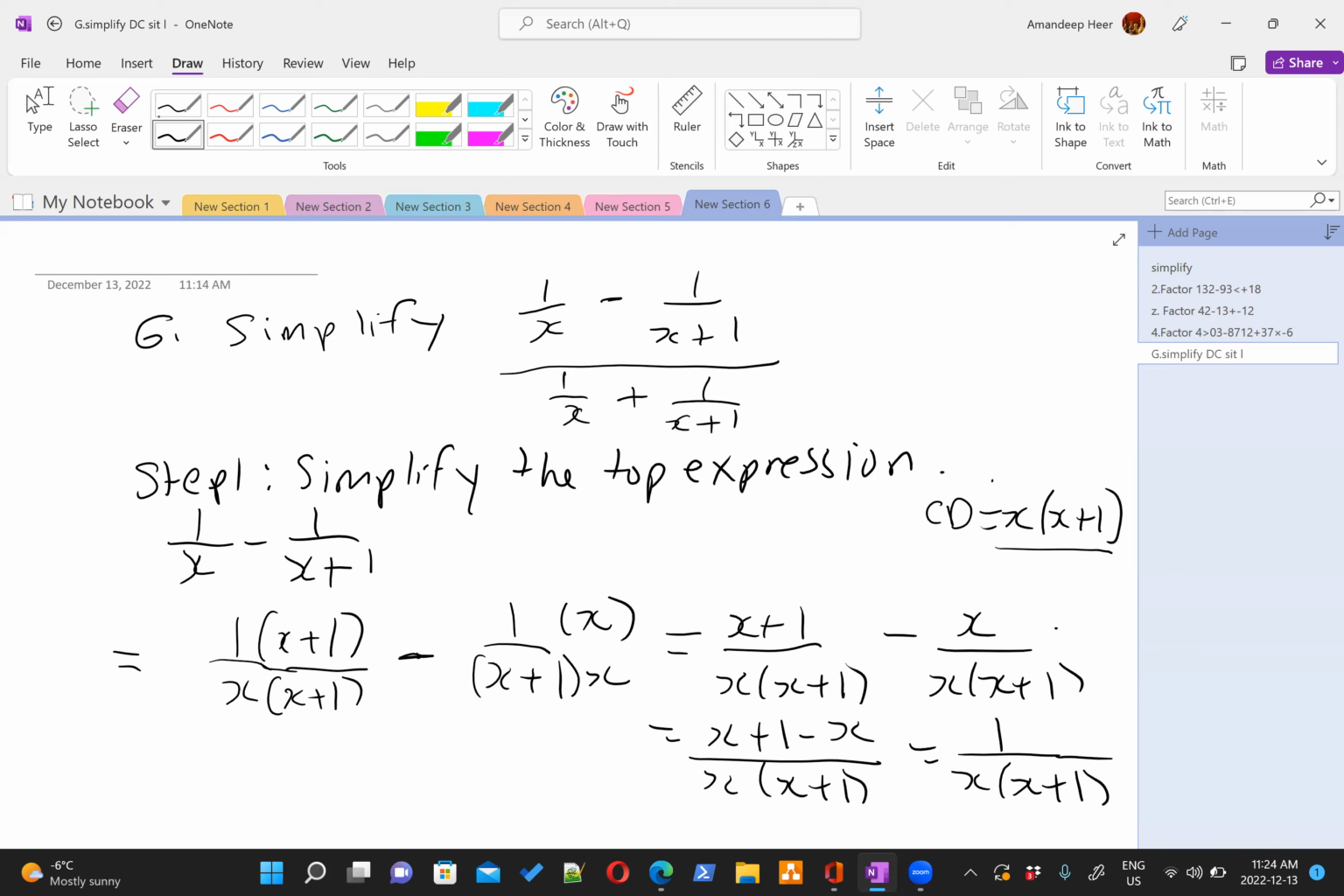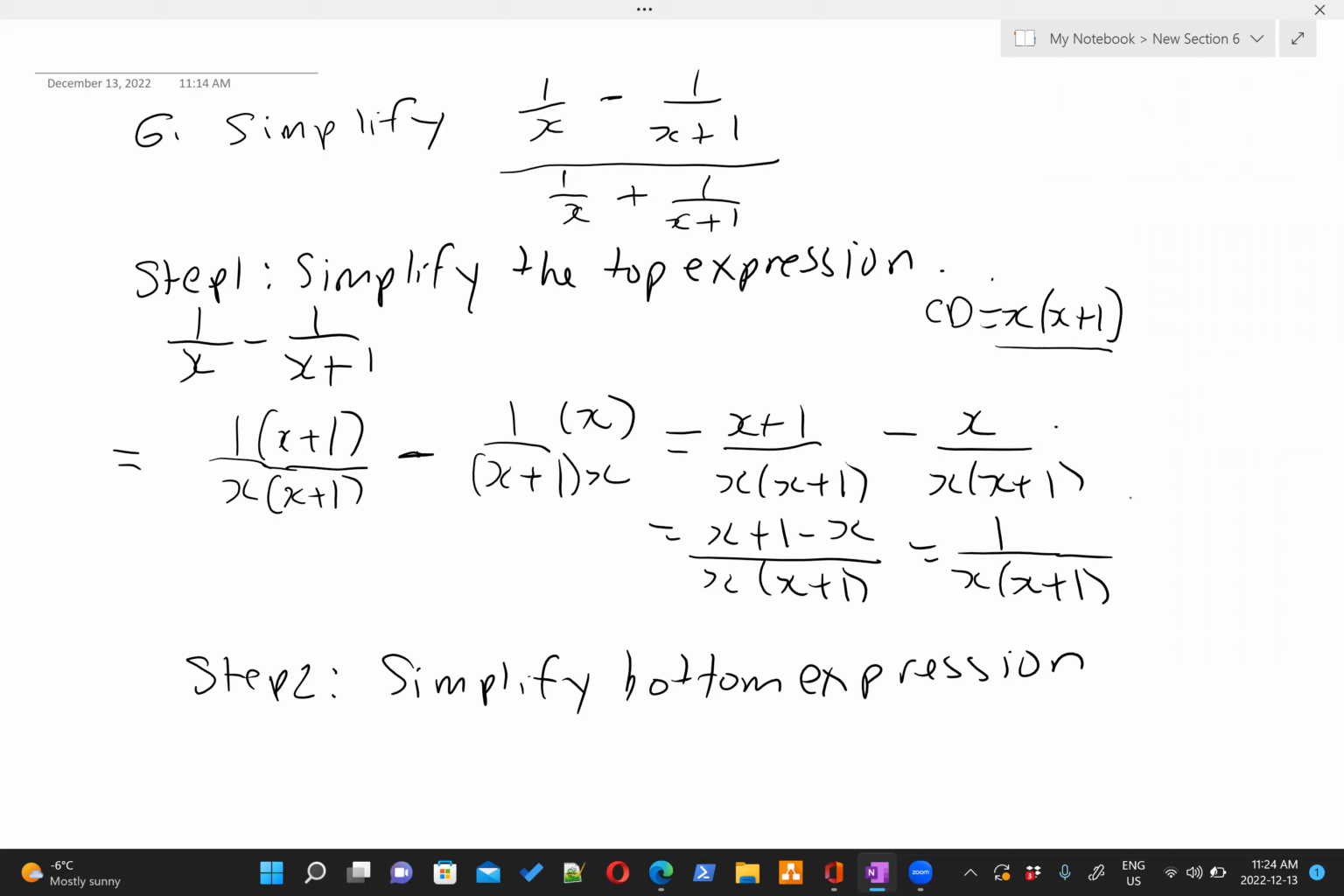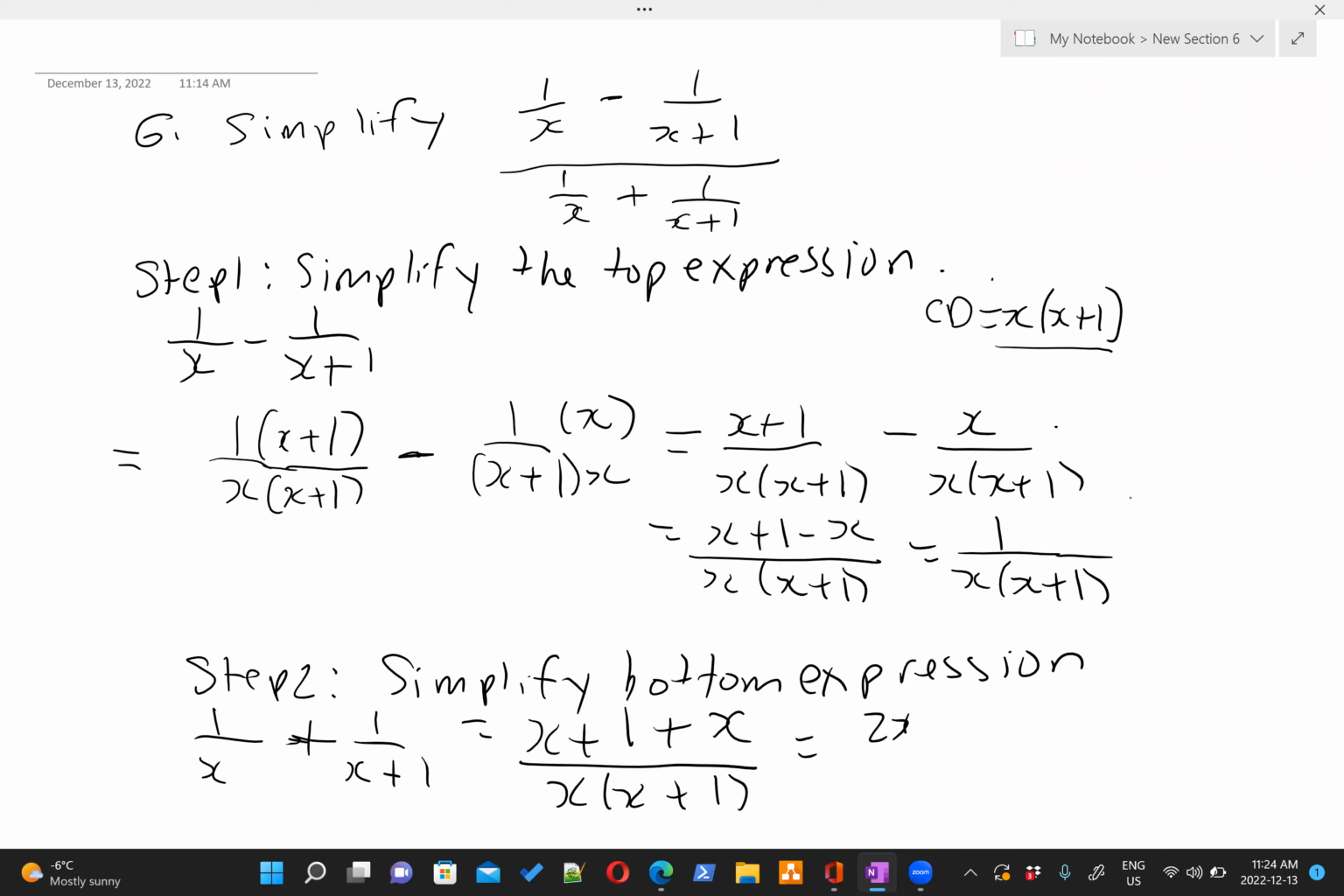Now let's do the other. Step 2 is to simplify the bottom expression. By the same virtue, you get 1 over x plus 1 over x plus 1. I'm going to skip some steps because I think you get the same idea. It's going to be x plus 1 plus x over x times x plus 1, which gives 2x plus 1 over x times x plus 1. Does that make sense to everybody?